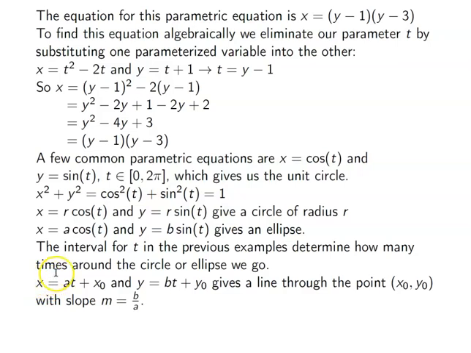Let's say x is a times t plus x naught, so some sort of a line, and y is another linear type of function, b times t plus y naught. This is going to give a line. So if both of these look like a line, it's going to be a line that goes through the point x naught, y naught, and it's going to have a slope of the ratio of b over a. Okay? Change in y over change in x.